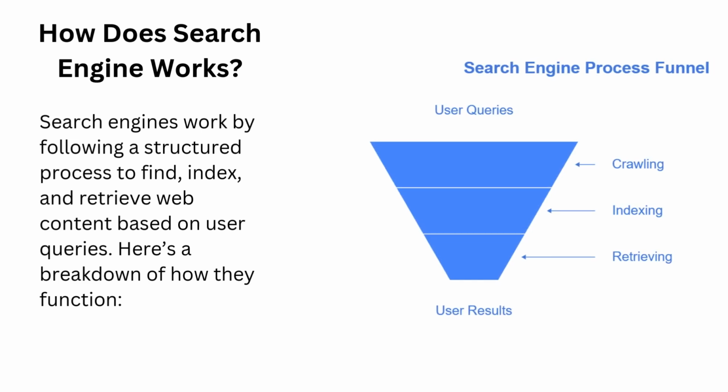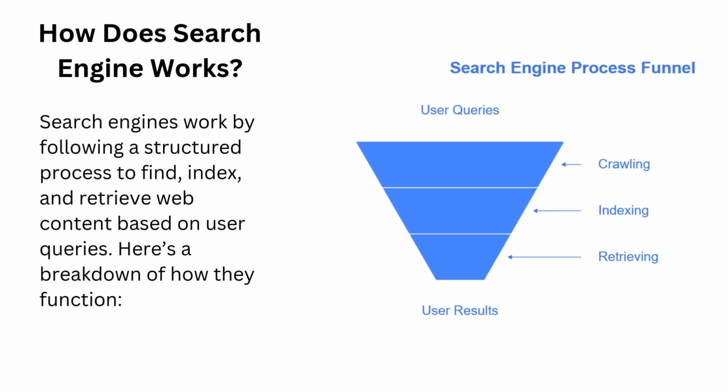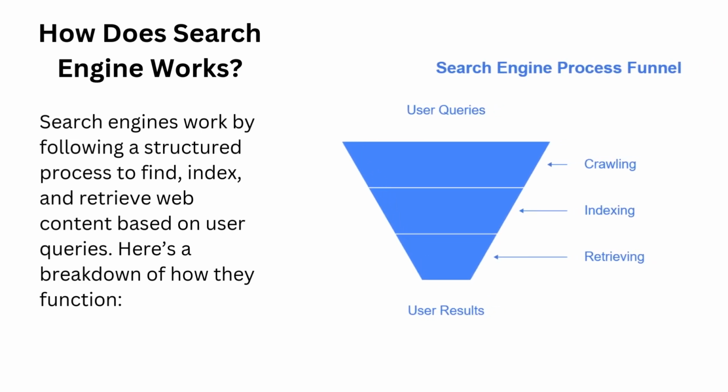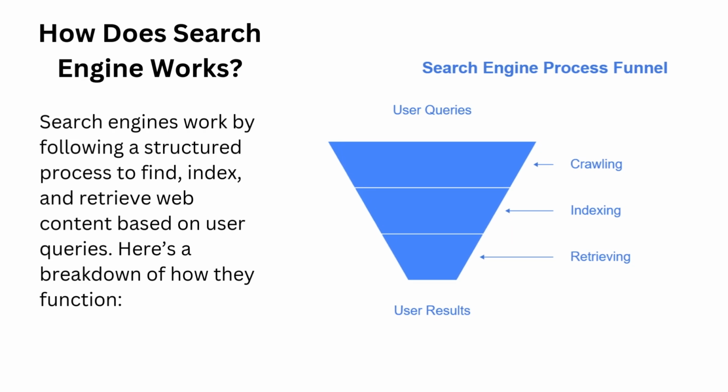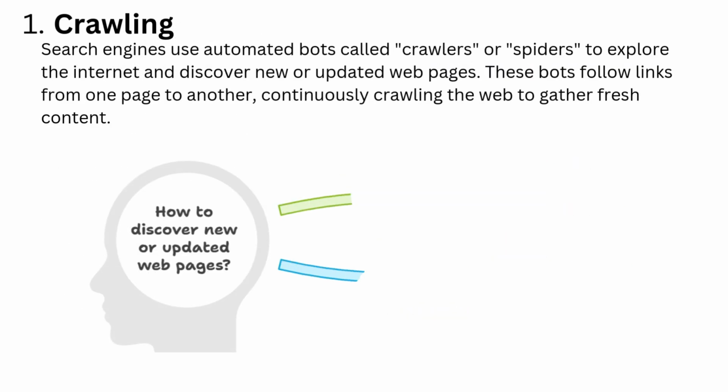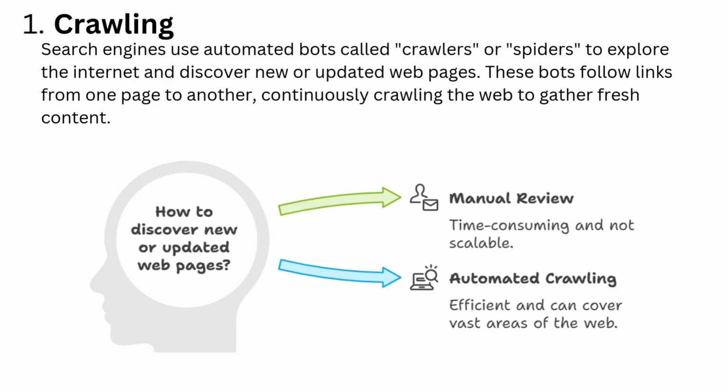Search engines work by following a structured process to find, index, and retrieve web content based on user queries. Here's a breakdown of how they function. 1. Crawling. Search engines use automated bots called crawlers or spiders to explore the internet and discover new or updated web pages. These bots follow links from one page to another, continuously crawling the web to gather fresh content.